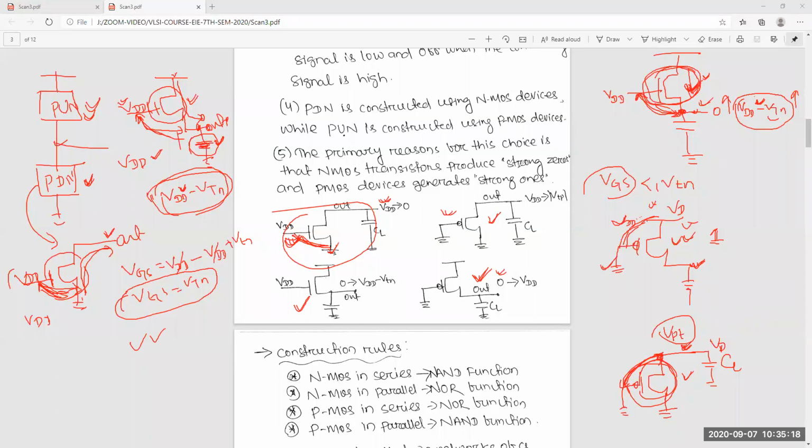So the bottom line is, when you use NMOS in pull down, it is always on for a high input. Similarly, when you use PMOS in pull up, it will be always on for a low input. But if you alternate that, then it will be off for a certain amount of voltage, that is, when it is less than VT. So that's why we use NMOS in pull down devices and PMOS in pull up devices. This is very, very important, so just remember these things.